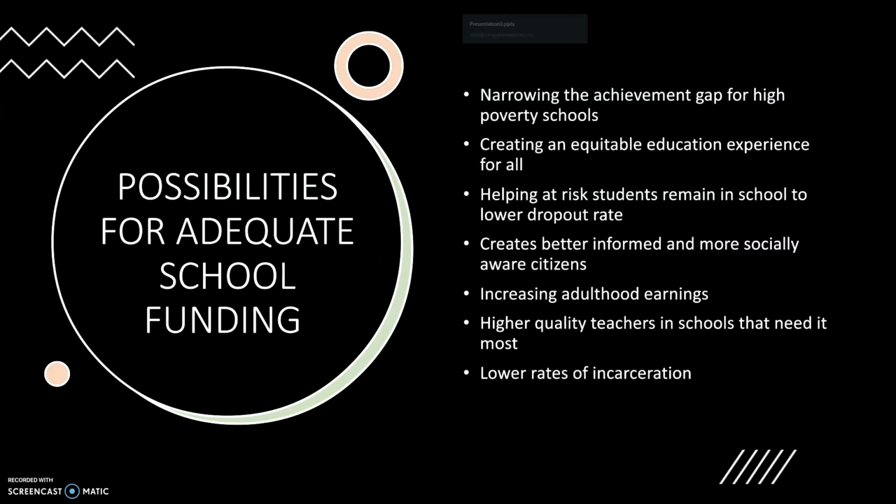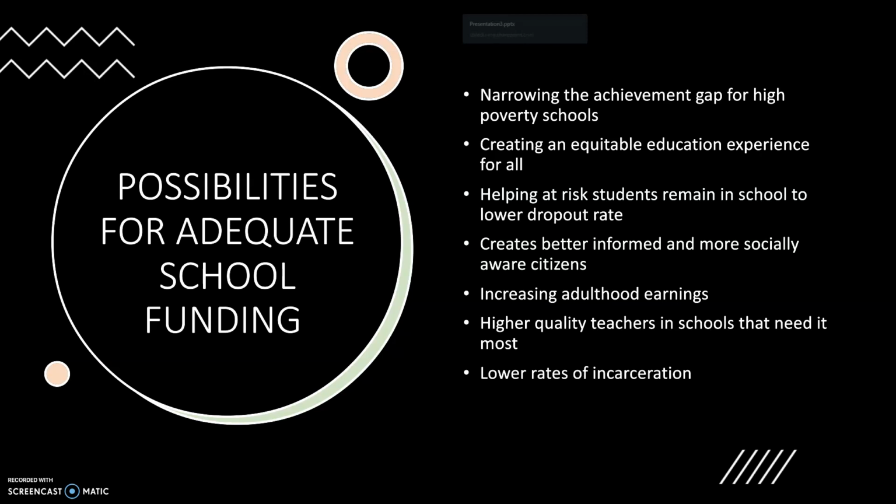Okay, now we want to guide into the possibilities that come with adequate school funding for higher education. We see that research shows that adequate school funding for higher education was noted to narrow the achievement gap for high poverty schools, areas that do not have as much income and as much resources, and it also works greatly to create an equitable education experience for all.